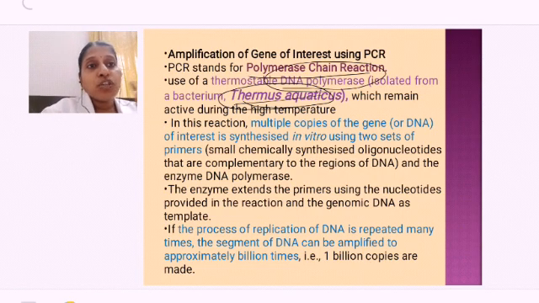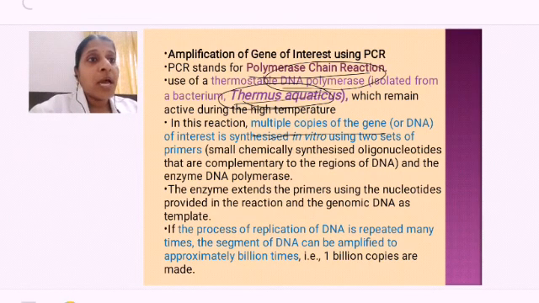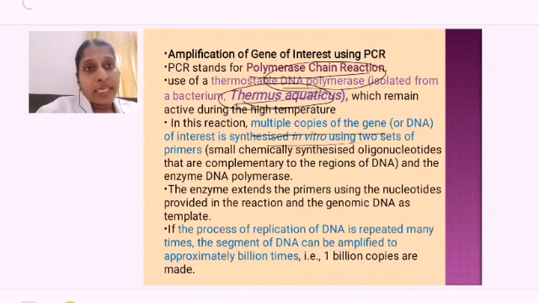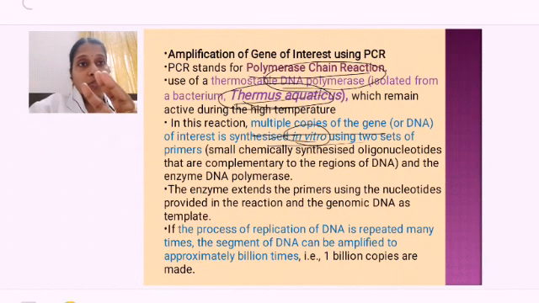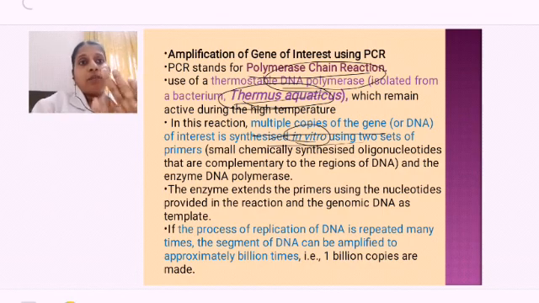And what is the function of this reaction, polymerase chain reaction? I am going to make multiple copies of the DNA. The gene of interest that I have taken, I want to make multiple copies of it in vitro. In vitro means in the lab. For this, there are three processes. What are the three processes? First is denaturation, second is annealing, and third is extension.